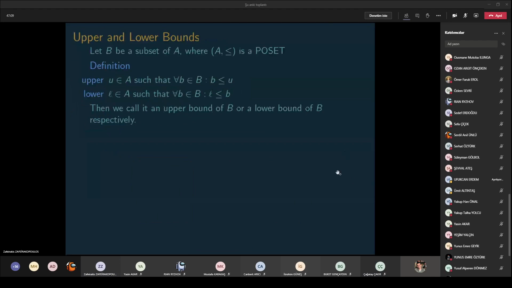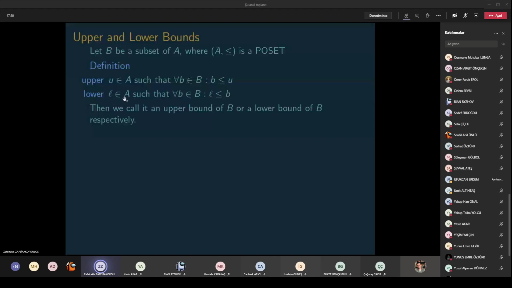So now let's go for bounds. Let's say that we have a subset B of our set A, where A is a poset according to this relation. Now, an upper bound U is an element of A such that all elements of B are smaller than U.